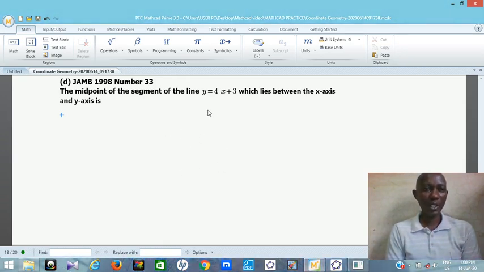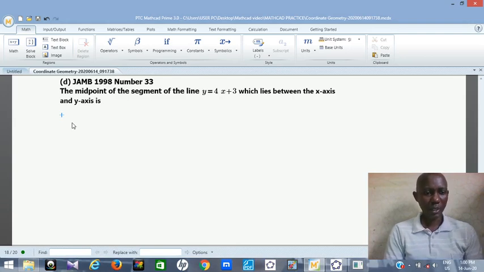After getting the midpoint, we then use it to solve the equation of the line. But this time around, no point is given, but the equation of the line is given. So what are we going to do now? But the question says something here. It says this line lies between the x-axis and the y-axis. That means this line passes through the x-axis and the y-axis.